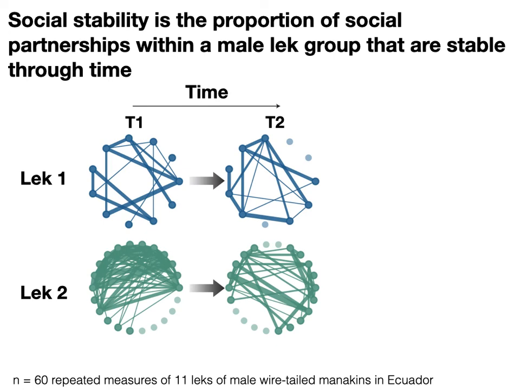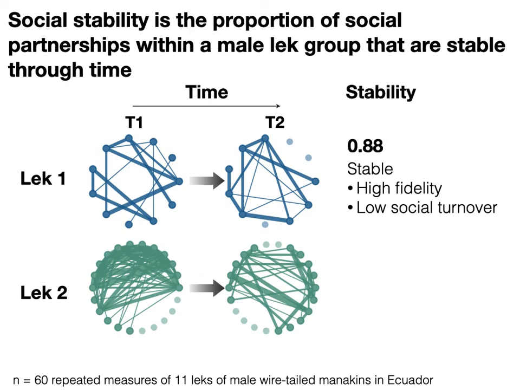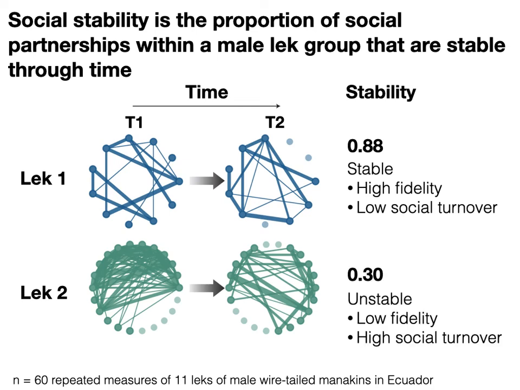What we wanted to understand was what explained why some groups were more socially stable than others. In the examples here, the first one has a social stability of 0.88 out of a highest possible value of 1. So this was one of the higher, more stable networks in our study. There's low turnover of who is partnering with whom. The lower one was one of the most unstable networks in our study. It had a stability of 0.3, with a lot of turnover in who was partnering with whom.